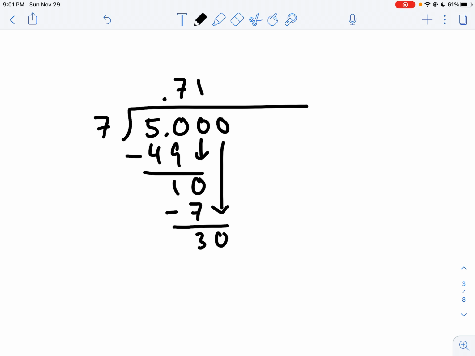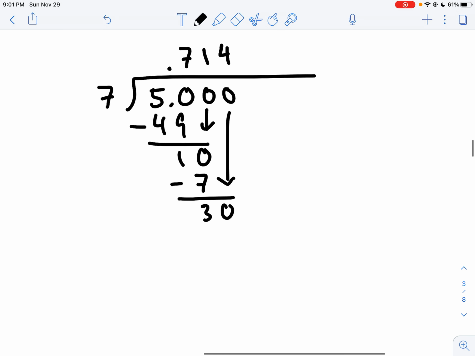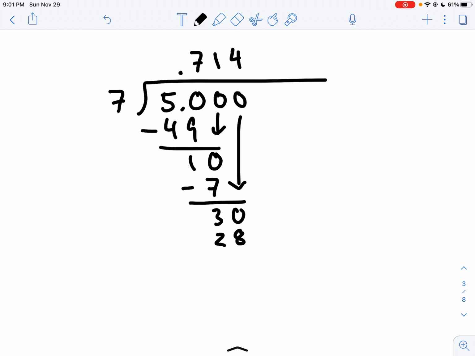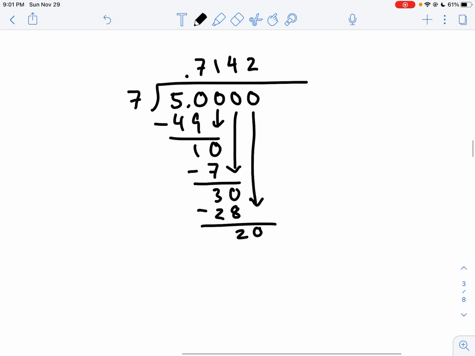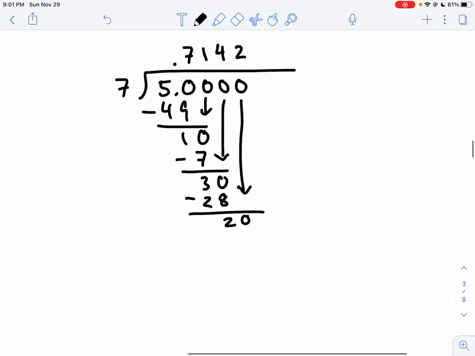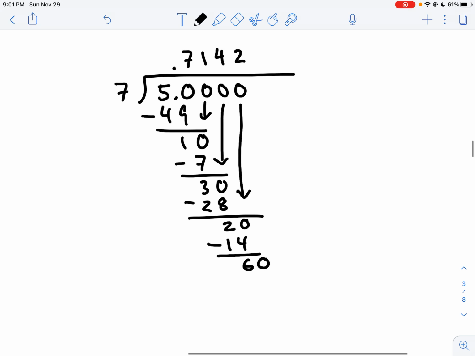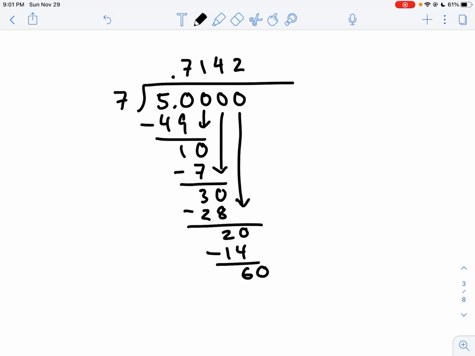We're trying to get a remainder of 0, then we can say the process is finished. 7 goes into 30 4 times. 4 times 7 is 28. Subtract from 30 gives us a 2. Bring down another free 0. 7 times 2 will get us closest to 20 without going over. 7 times 2 is 14. Subtract that from 20 is 6. Bring down another free 0. And you'll keep this up until either a pattern emerges or until we get a remainder of 0.